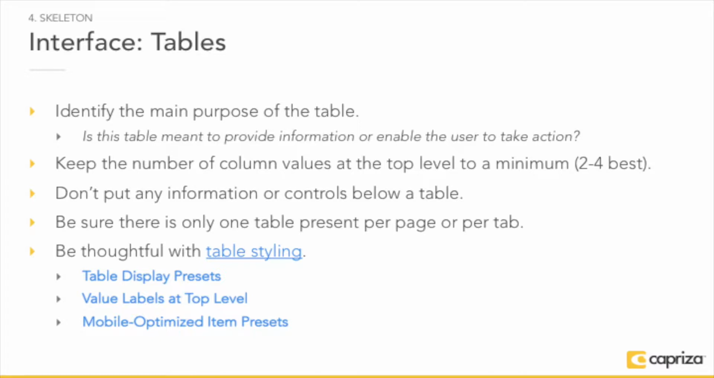Second, keep the number of column values at the top level to a minimum. The more values displayed at the top level of a table, the thicker the rows become. This reduces the number of rows that can fit onto a single page, requiring additional scrolling to view and compare rows.